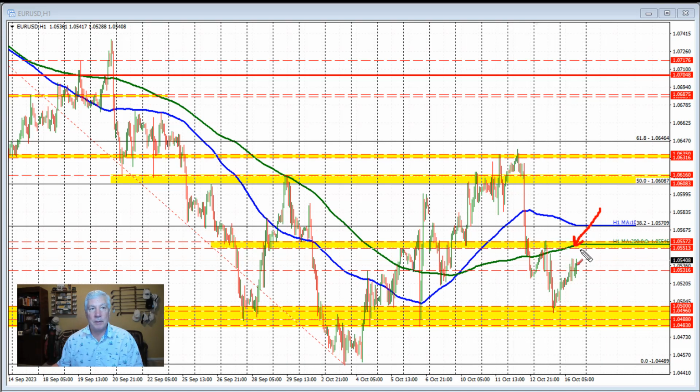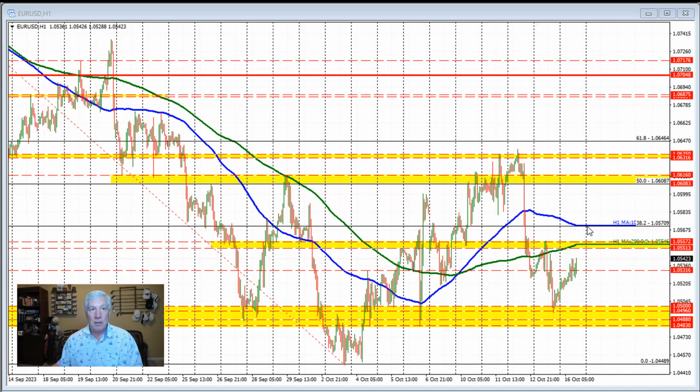If we get up to that level, it'll be interesting to see if we find the sellers against that area. Recall from Friday's trade, the high price that we did see in Friday came up to the high of that swing area and found willing sellers against that level. So it's going to be a key level to start the trading week.